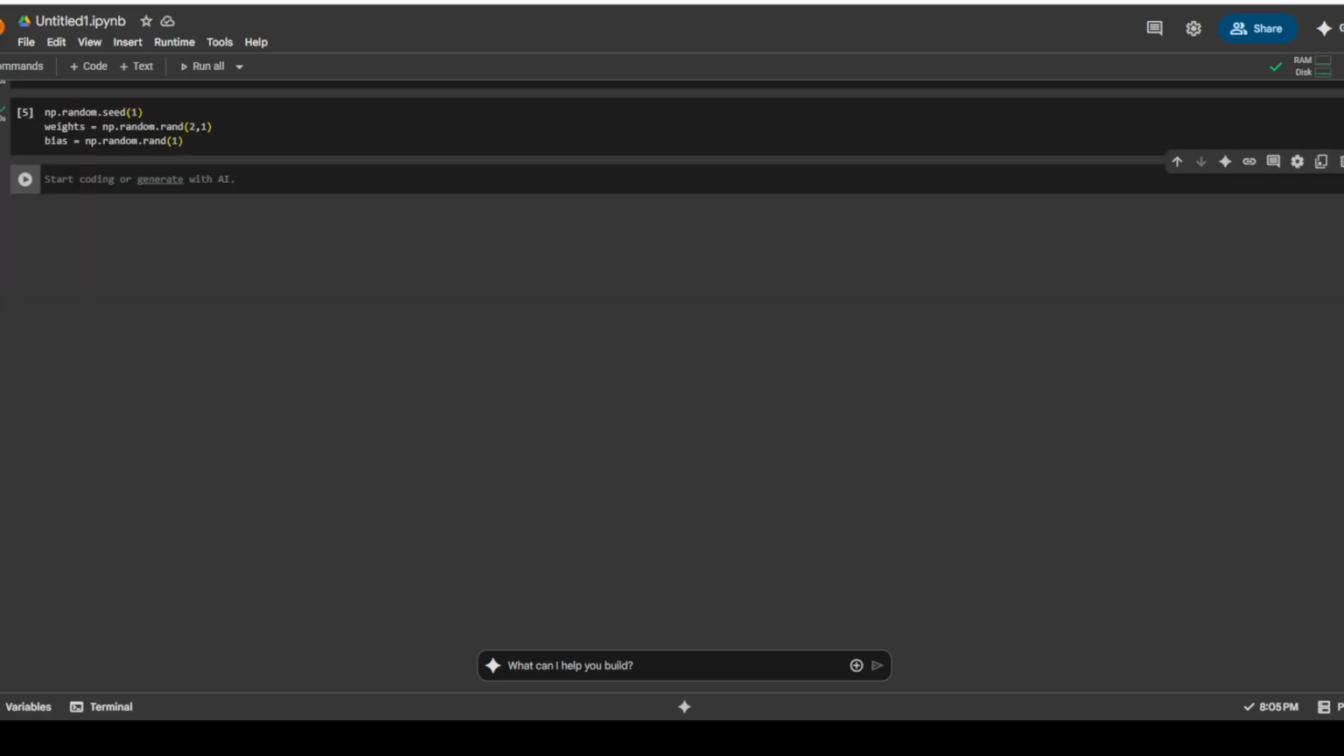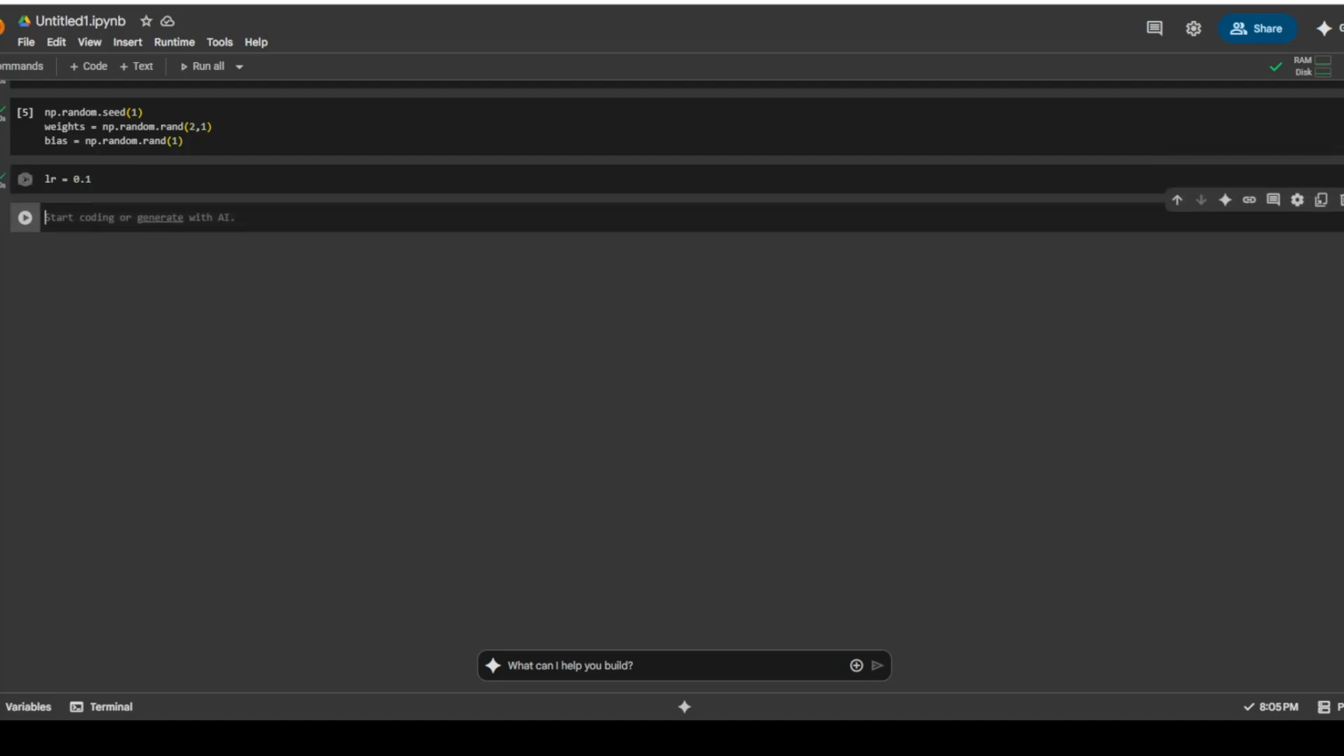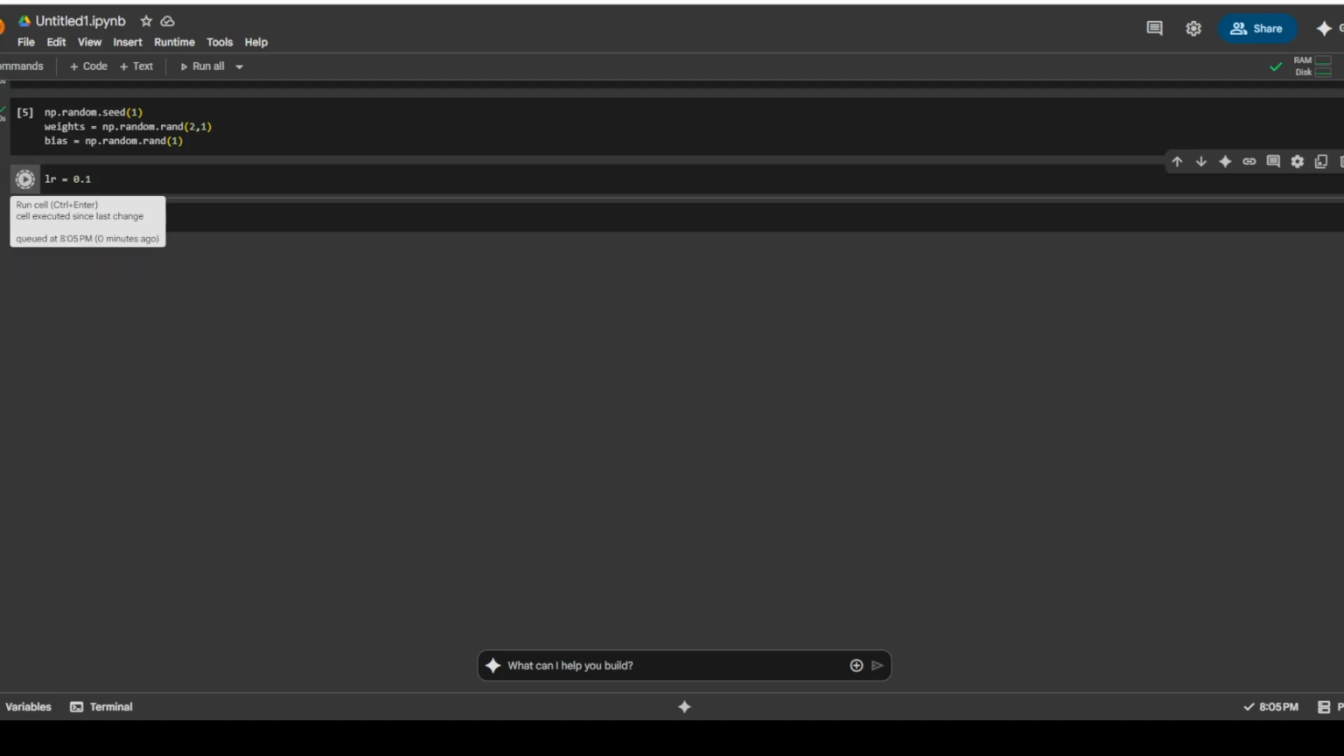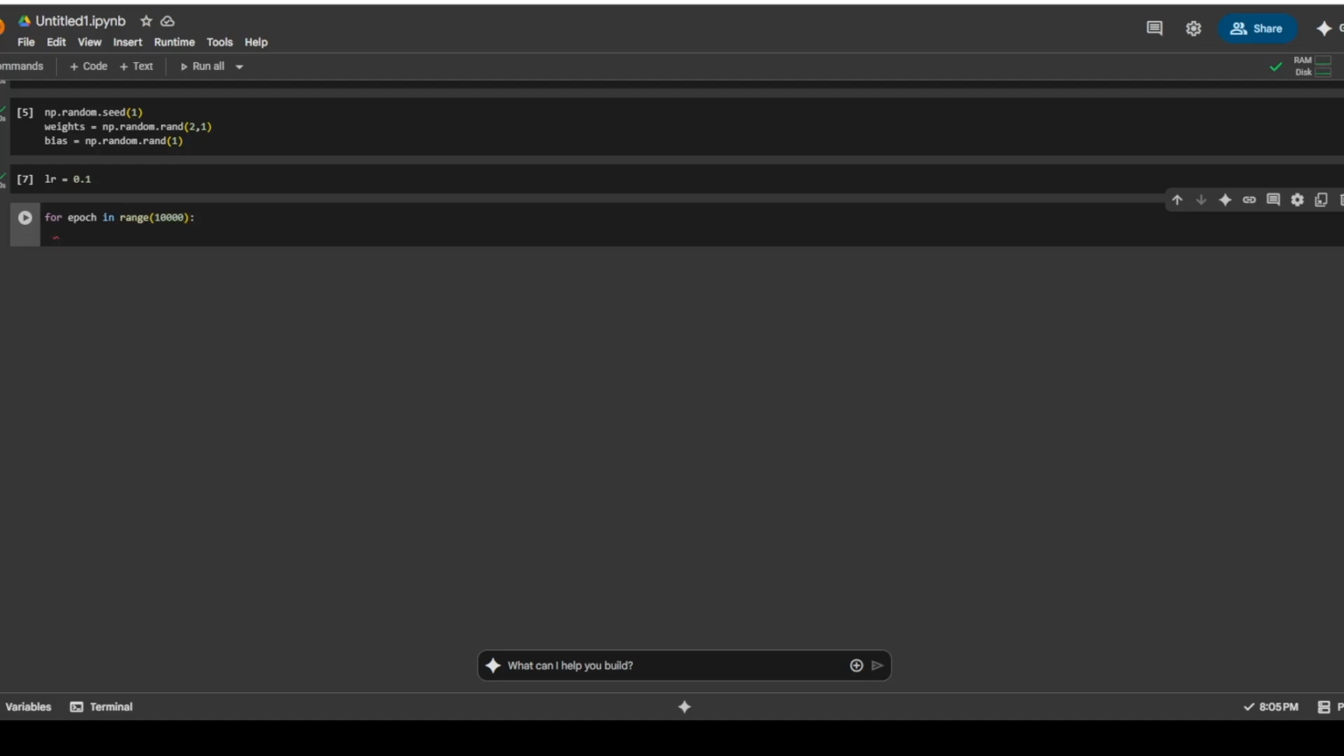And then we are adjusting our learning rate as 0.1. You can modify it as per yourself. Now let's write our training loop. Let's say for epoch in range of, let's say, 10,000. What are we going to do is, at first we will be doing the forward pass.